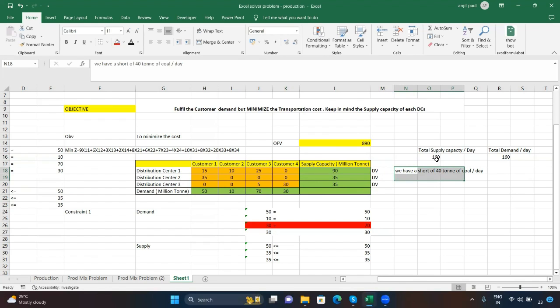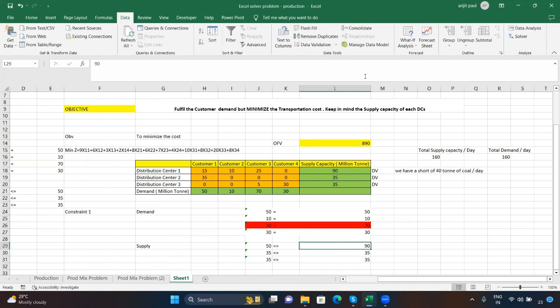So now you can see our supply capacity increased to 160 ton and total demand remains the same, 160 ton. That means we can meet the demand per day. Okay, so let me apply this in Excel solver as well. As I have increased the supply capacity of DC1 from 50 to 90, here also we are going to increase the supply capacity of DC1 from 50 to 90. Okay, so let me rerun the Excel solver once again.